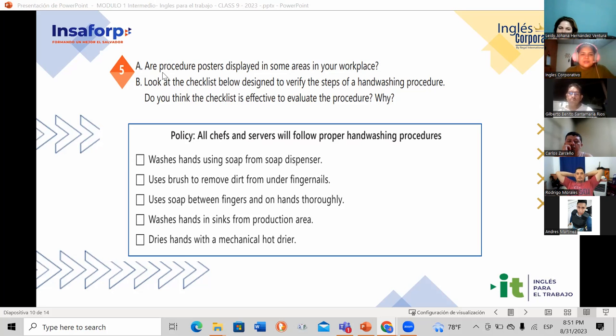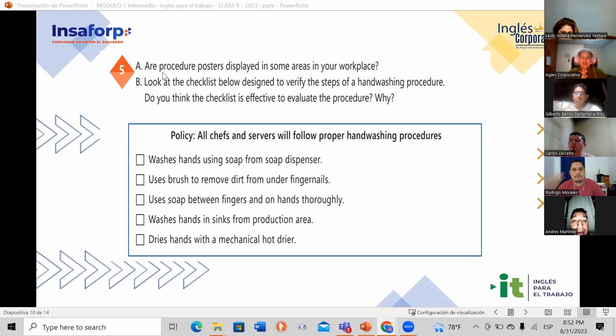Wash hands using soap from the soap dispenser. Uses a brush to remove dirt from under fingernails. Uses soap between fingers like this. Between fingers and hands thoroughly. That is the word thoroughly, completamente. Wash hands in sinks from the production area. So the word sinks is also used there, to wash your hands. Dry hands with a mechanical hot dryer.